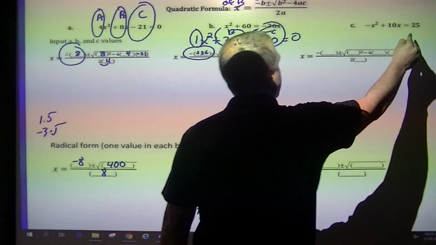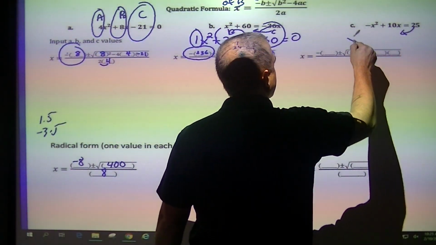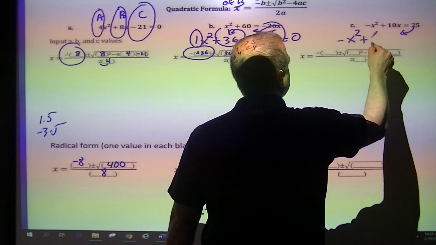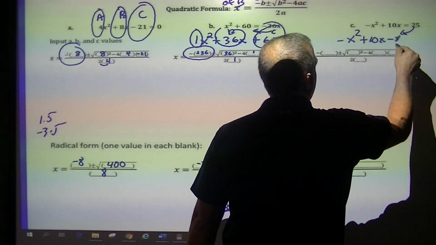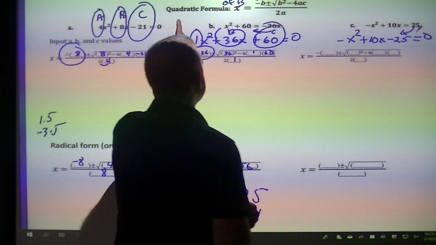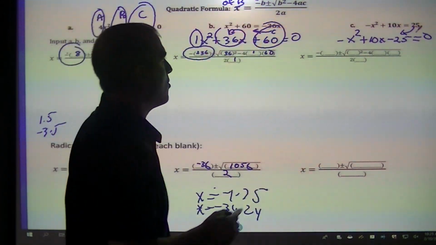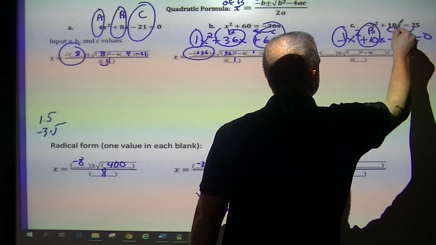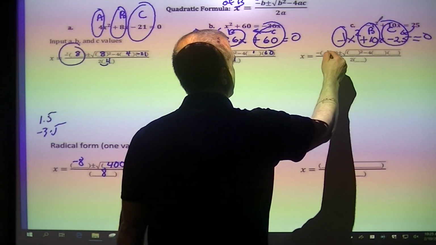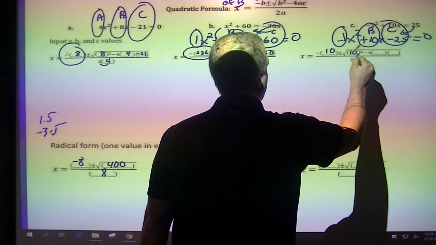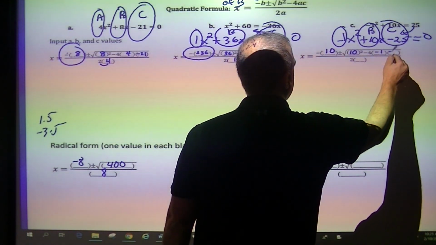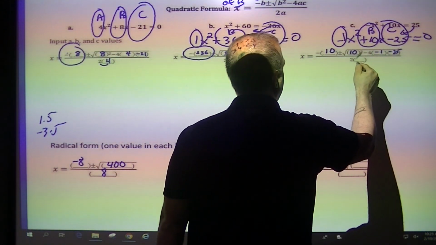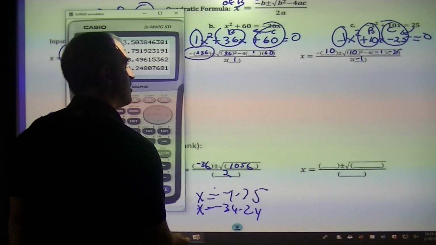Okay, this one I got to move this 25 back. So this would be negative x squared plus 10x. Opposite of 25 would be negative 25. Very important you have the A, B, then C order. So my A here will be negative 1, B will be 10, C will be negative 25. So 10 will go here, 10 will go here, negative 1 will go here, negative 25 will go here, negative 1 will go there.